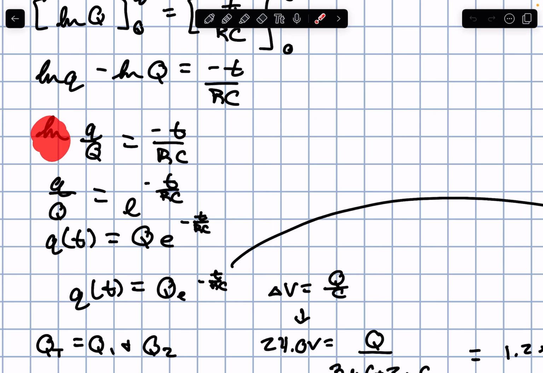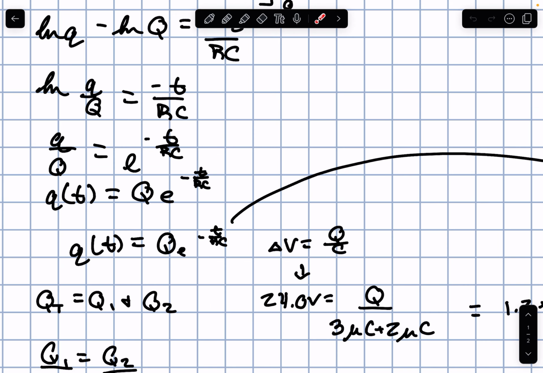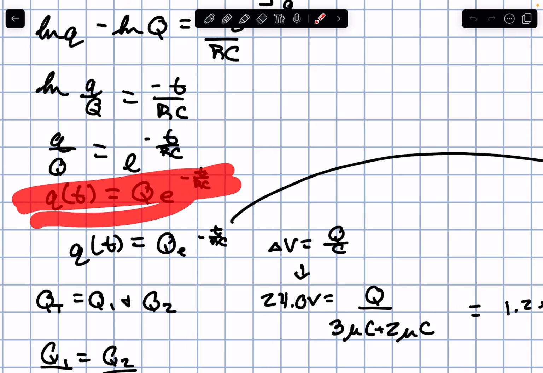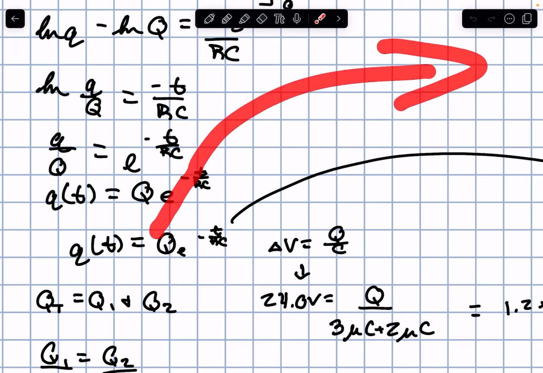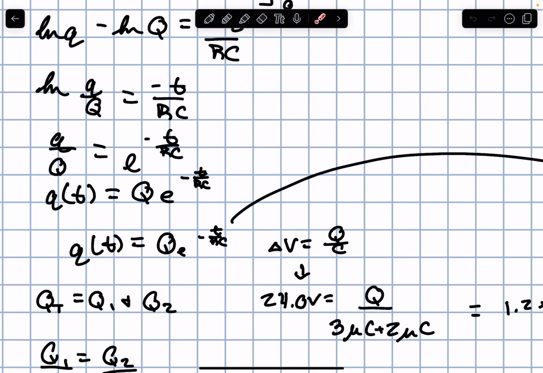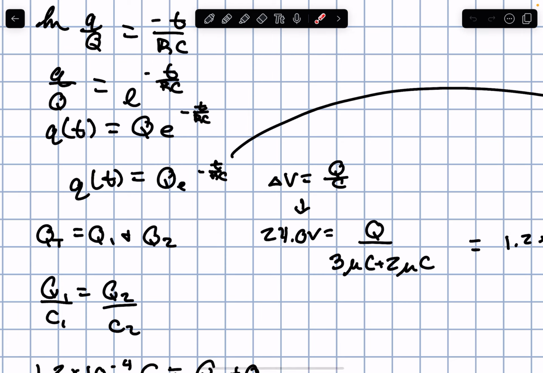To clear the natural log, this is going to turn into e, which is a constant, of q over Q equals e to the negative t over RC, and then we multiply the capital Q on both sides, and we get this, which we have seen before, and this is when it goes from 0 to infinity. So this is our final equation that we get. We can push this off to the side for now.